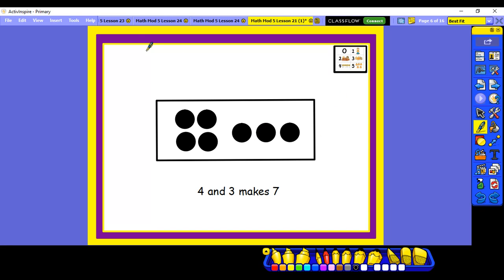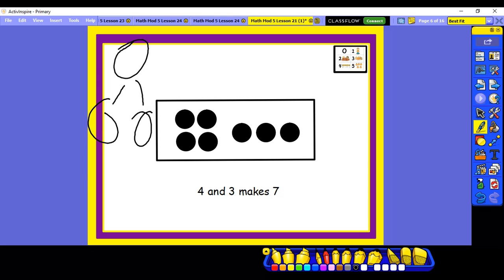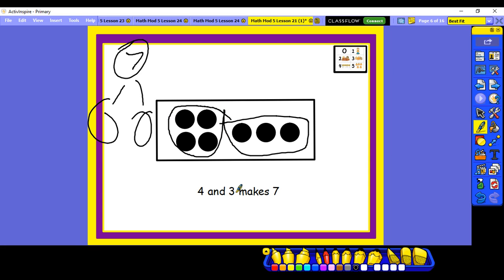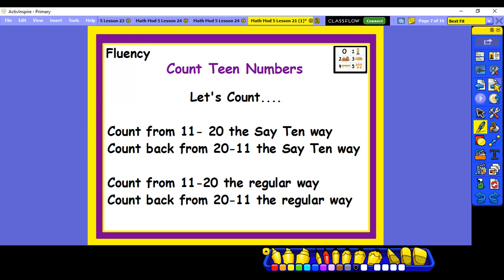Can you think of a number bond to go with this picture? What would your whole amount be? 7. What would your two parts be? One part could come from here, and one part could come from here. So what would this part be? 4. What would the other part be? 3. Excellent job, Cardinals. You did a great job with your dot cards making number bonds and number sentences.